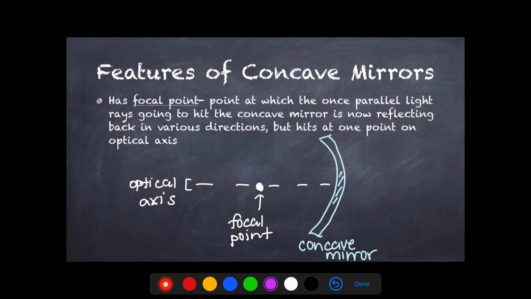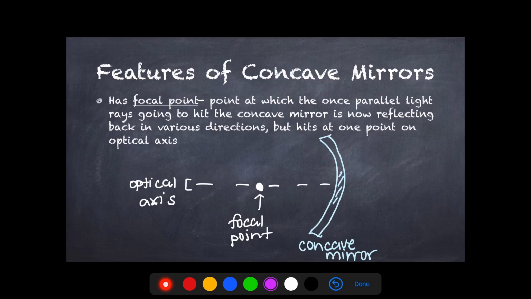Another feature that a concave mirror has is something called a focal point. Now, this point is going to basically be located right in the middle of the optical axis. So basically it's a point at which a once-parallel light ray, after hitting the concave mirror, is reflected back in various directions, but it hits at one point on the optical axis. So technically the focal point is not always in the middle. In this case it is, but it can be at different points on the optical axis.